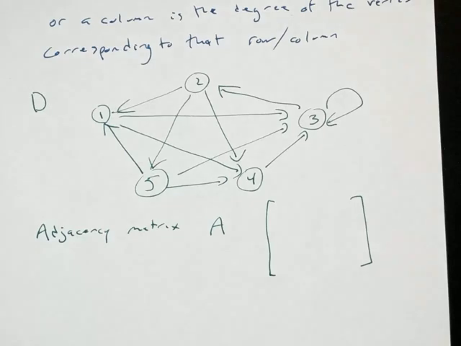But now, I'm going to ask my adjacency question differently. The ijth entry in the matrix A is equal to 1 when? It's either a 1 or a 0. When is it a 1?